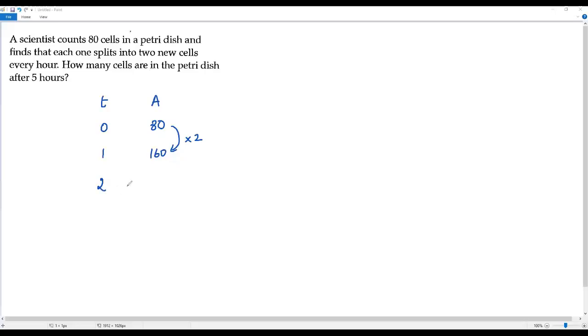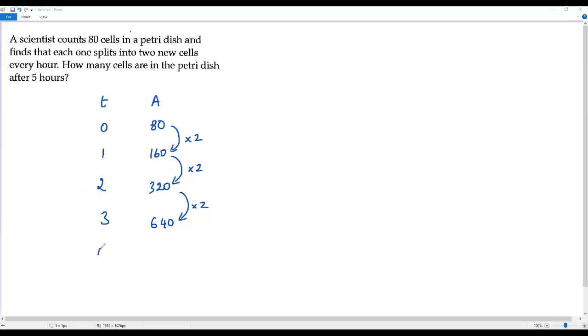So what will be the number of cells in 2 hours? Again, it will become 2 times itself. So 160 times 2 will be 320. When t is equal to 3, just multiply this 320 by 2. So it becomes 640, because every hour each one splits into new cells. When I increase the time from 2 to 3 hours, each one of these 320 cells will split into two new cells. So the 320 cells will become 640.